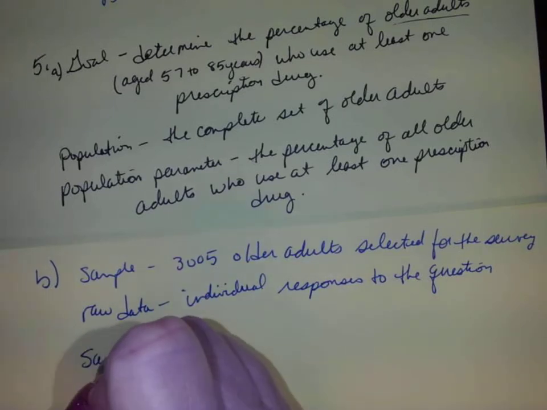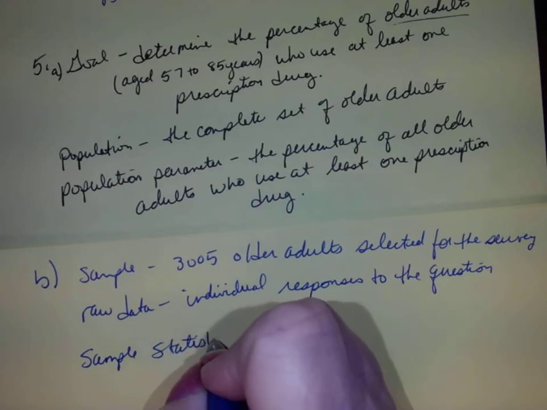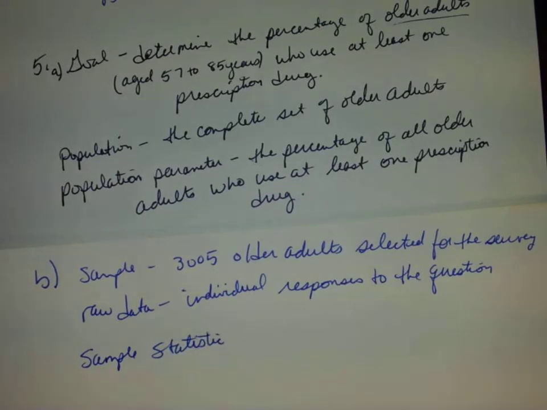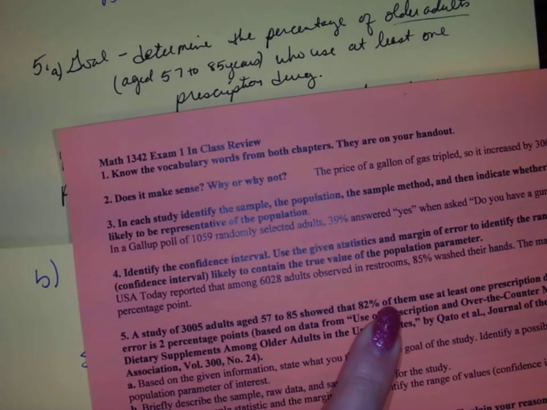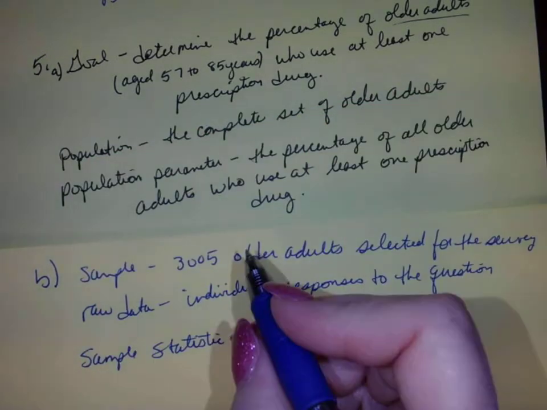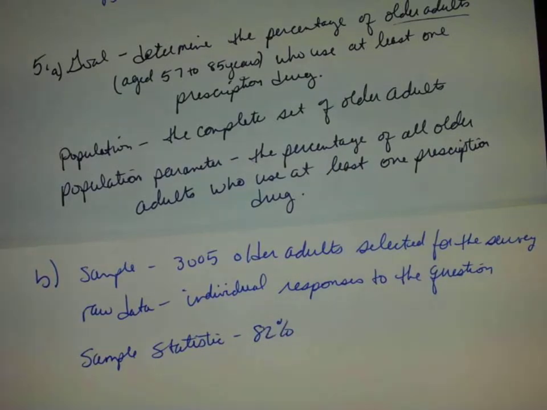And then our sample statistic is the value. It said that the study showed of those older adults that 82% of them used at least one prescription drug. So the statistic is the value, the 82%. Okay.